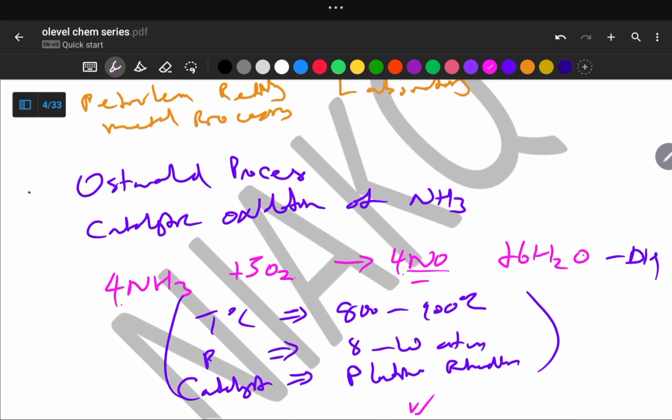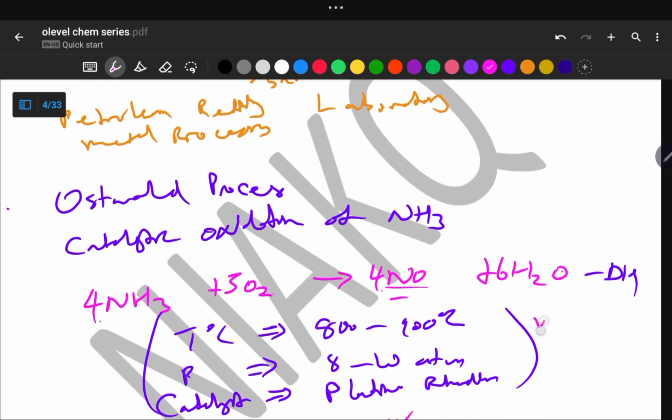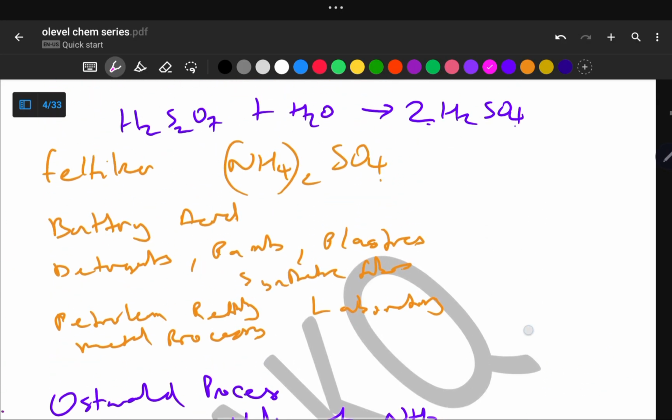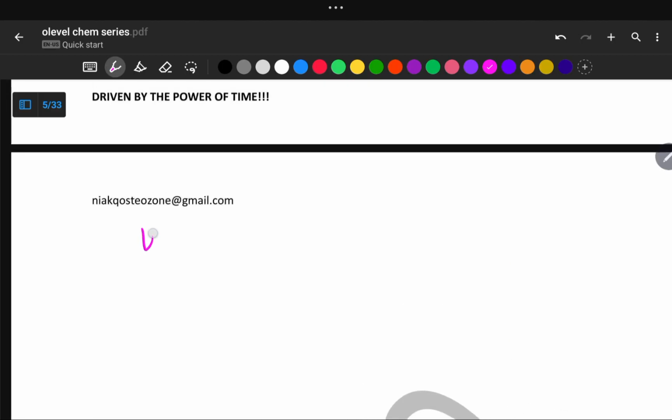So this is the general overview for the Ostwald process, and you should be able to explain why we are using these conditions and to state the conditions for each and every one of these industrial processes. And then for the uses of nitric acid, we can use nitric acid in the production of fertilizers.